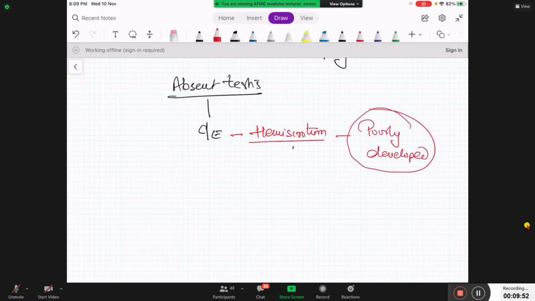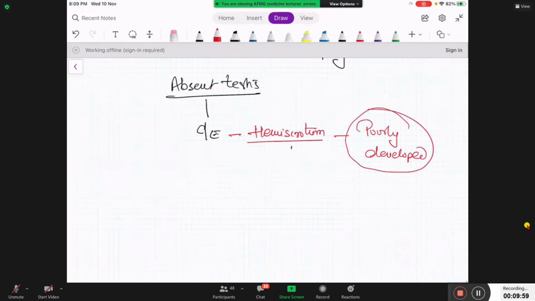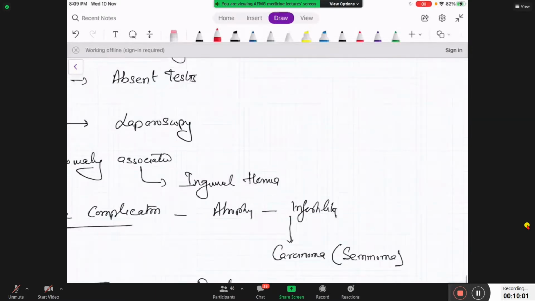Now, in such newborns, on clinical examination, it is quite likely, please understand this, the most common location of this is intracanalicular.